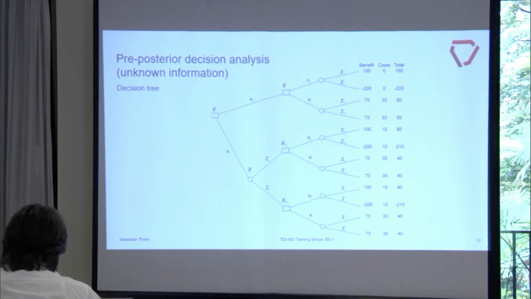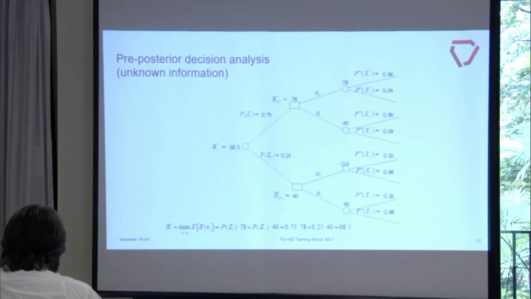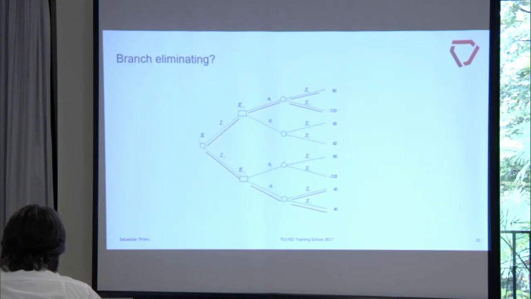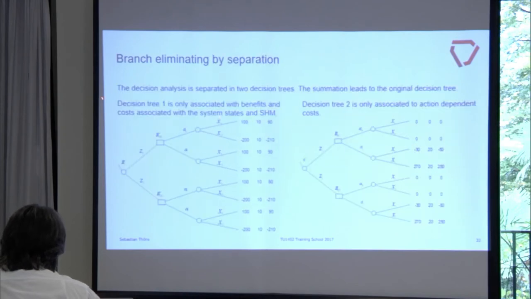The decision tree, the summation is going to be this. You go with the definitions. Here you put in the benefits and costs associated to the system states and SHM. And here you only put in the action dependent costs, so this is 20, and something which needs to be done so that this decision tree or the consequences here plus these consequences here give the original problem. So it's defined.